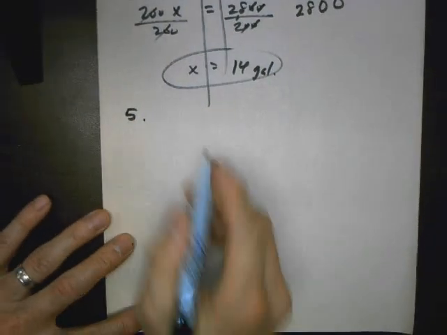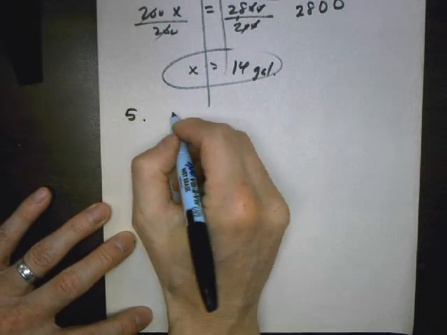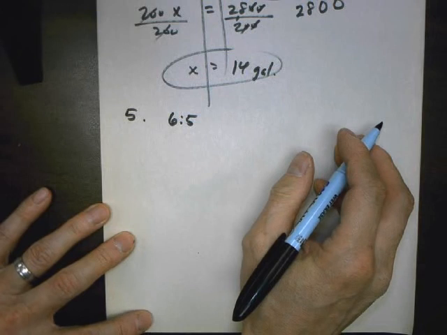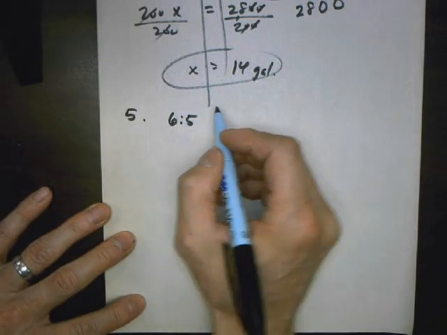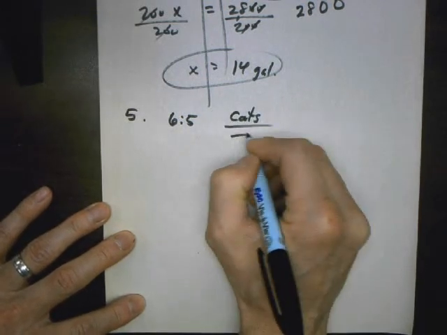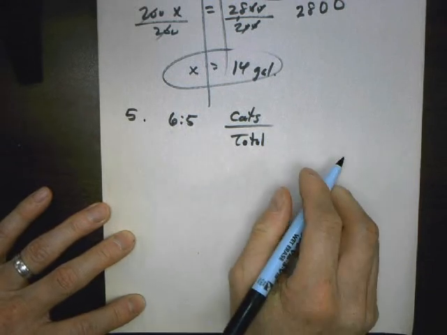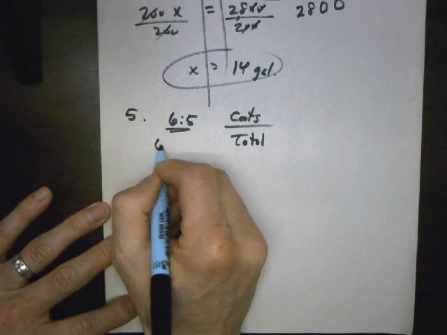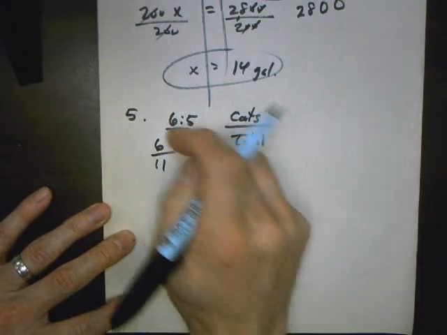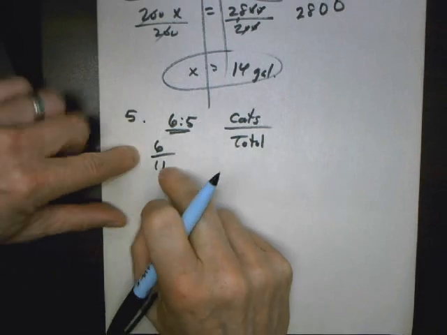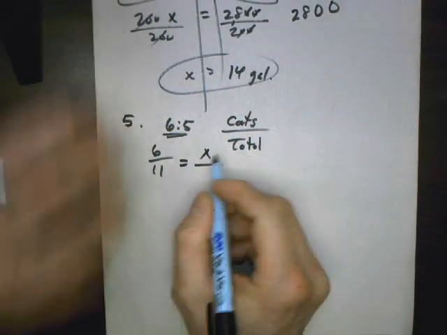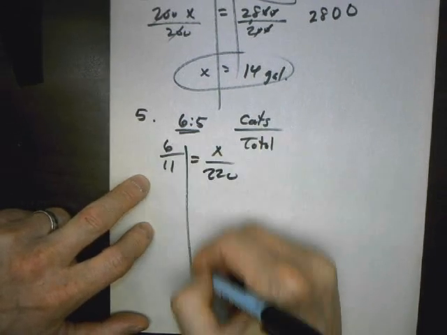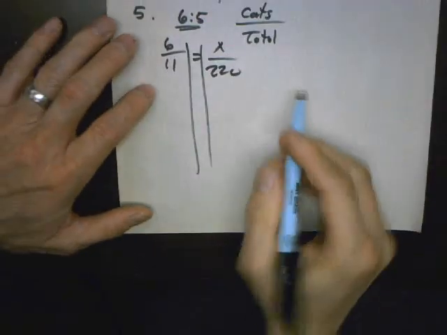Next problem, number 5. Number 5 says the ratio of cats to people is 6:5. How many cats if there's 220 cats and people? So they're asking about cats versus total, not cats versus people. So we got to add these two together to get total. So the ratio of cats to total is 6:11 if it's 6 cats to 5 people, because 6 plus 5 is 11. So I put cats with cats, total with total, and again, cross multiply and divide.